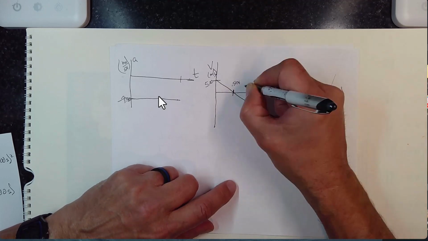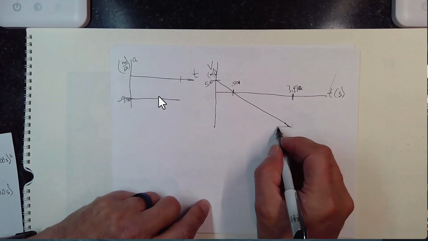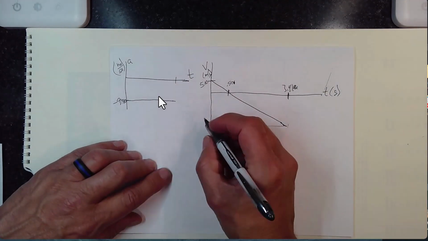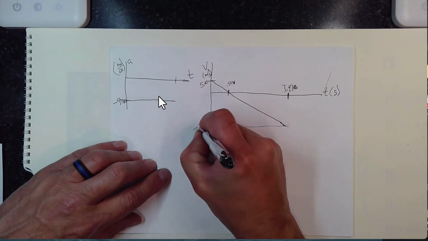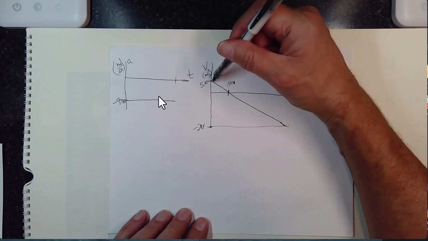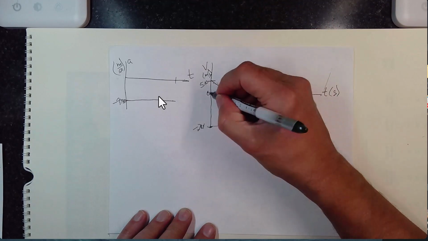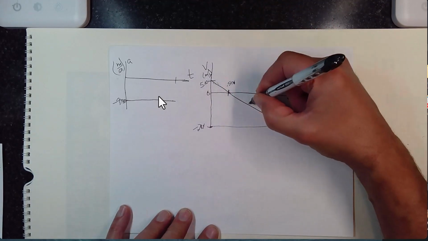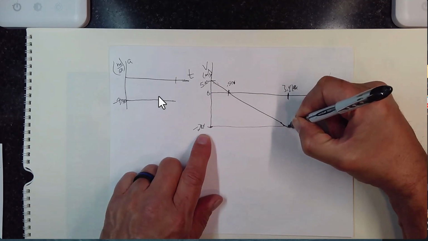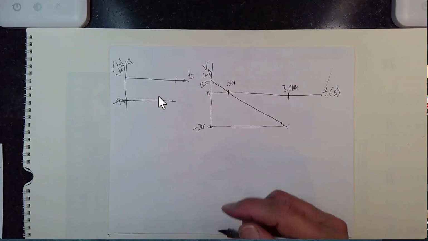It hits the ground at 3.41, and the velocity was minus 28.4 meters per second. So velocity was 5 meters per second to start with. It dropped to zero here, and then it went negative, constant acceleration all the way through, and it was minus 28.4 meters per second when it struck the ground. And as far as we're concerned, that's when time stops.